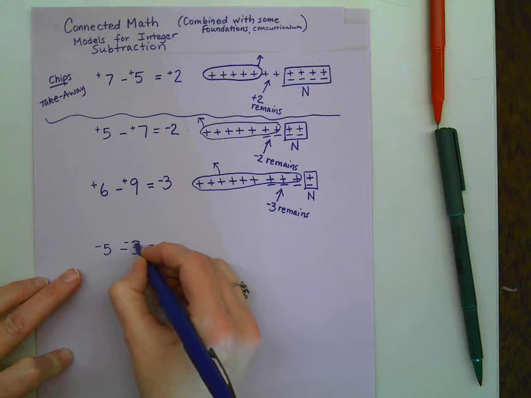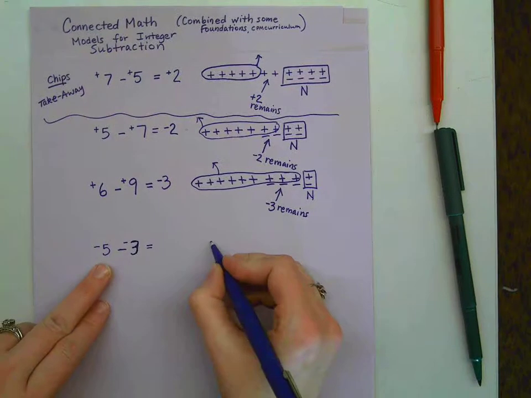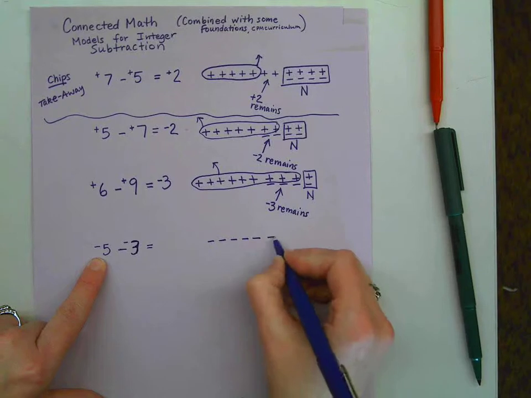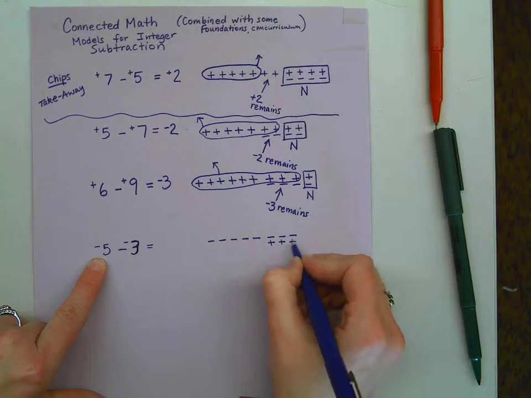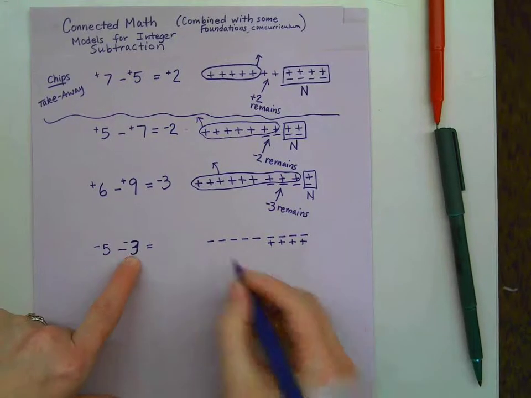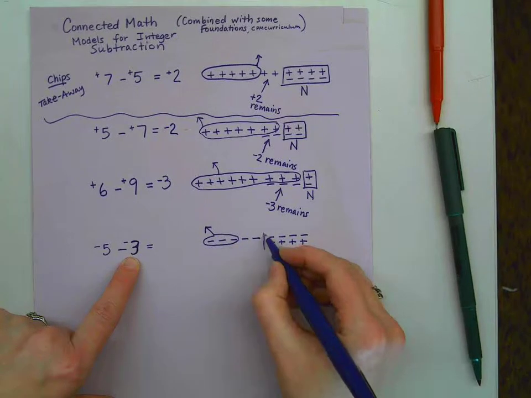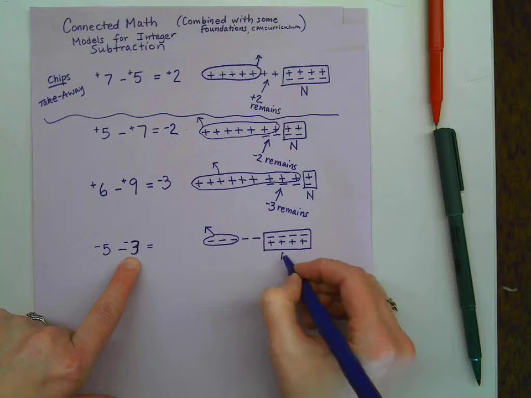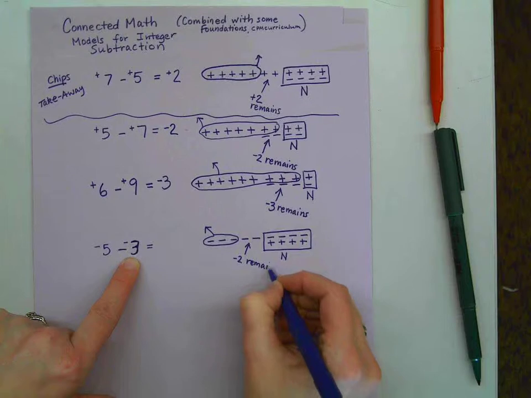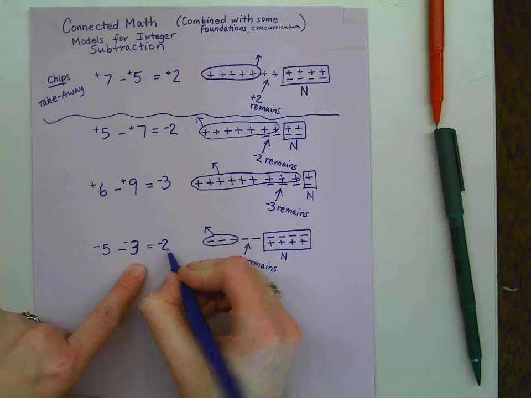Change that a little bit there. So a negative 5 minus a negative 3. So I'm going to start with my negative 5. And then I'll add in some neutrals. From this collection of negative 5, I'm going to take away 3 negatives. Identify my neutrals. And look at what remains. So a negative 5 minus a negative 3 leaves us negative 2.